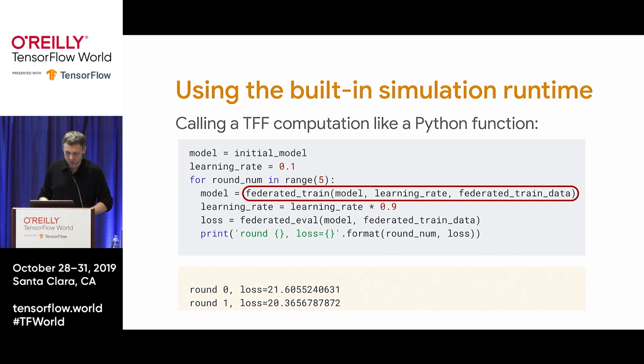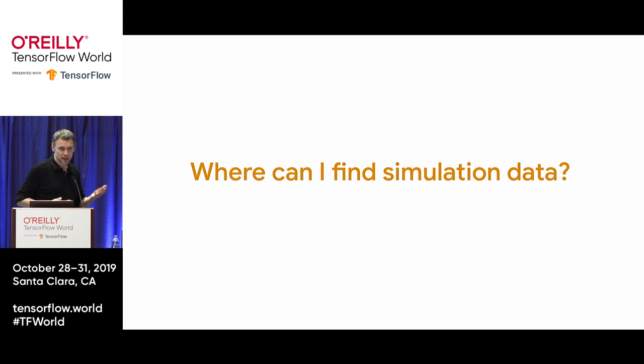So in this case, if you, let's say, want to run five rounds of training, this is how you'd write it. It's just what you would expect. And the full version of it is, again, in the tutorial. So you just call the computation and get the numbers back, and the model is represented as a NumPy structure. Where do you get data for simulations?